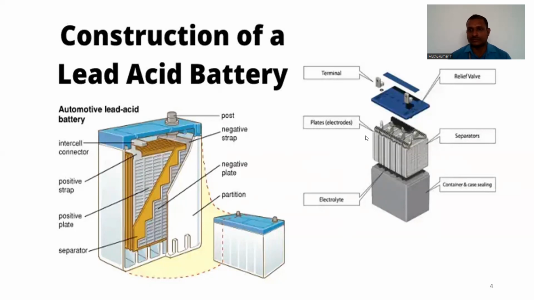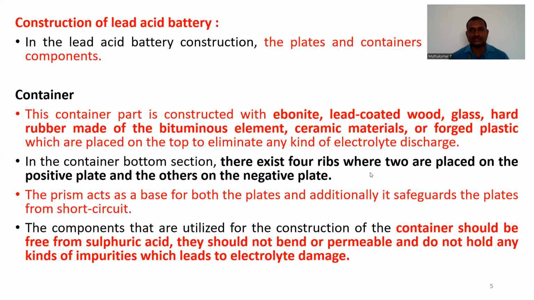The positive plates and negative plates are called electrodes. Separators are available between the electrodes, along with the electrolyte material. All the battery components are in the container or case seal. In the construction, the important parts of the battery are the plates and the container, and they play a very important role. The positive plates and negative plates are there, with a separator in between. The container holds all the parts of the battery.